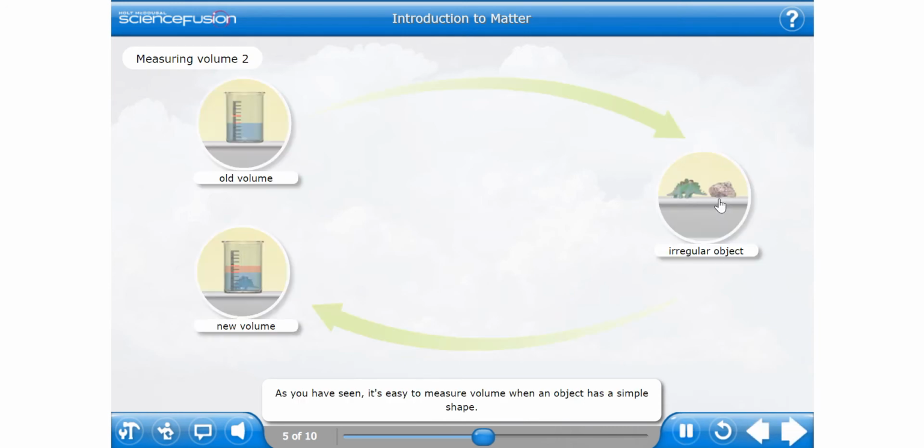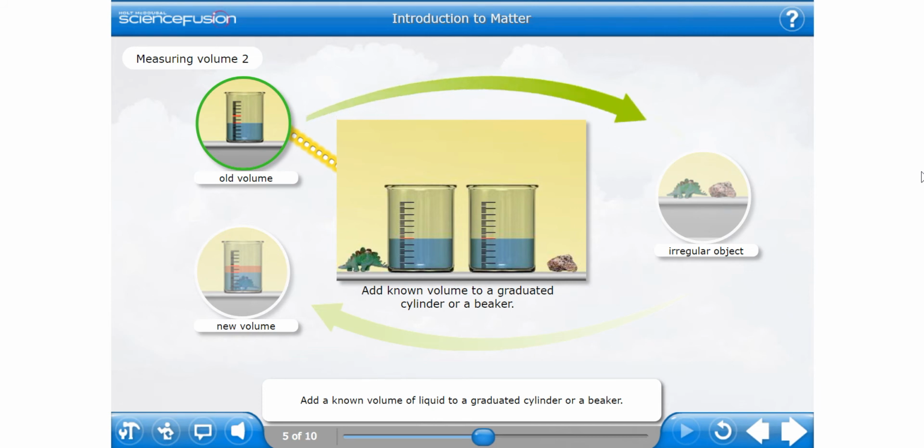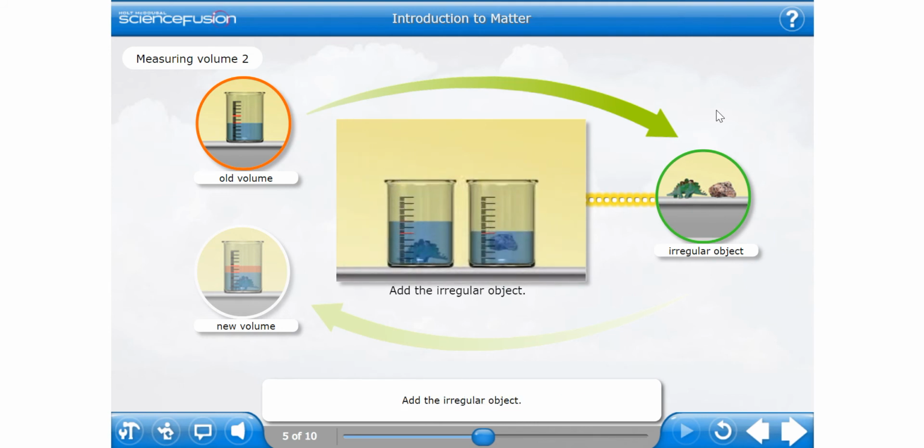As you have seen, it's easy to measure volume when an object has a simple shape. But how do you measure the volume of an irregular solid, such as a toy dinosaur or a rock? Click each image to find out. Add a known volume of liquid to a graduated cylinder or a beaker. Add the irregular object. Notice that the height of the liquid in the beaker increased.